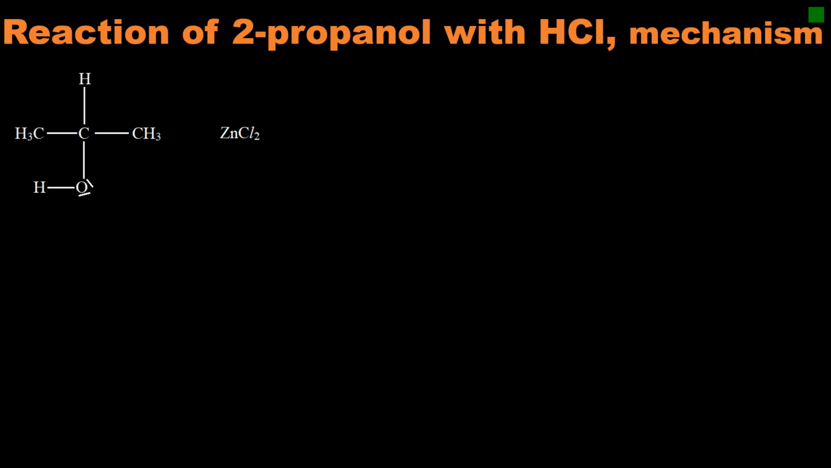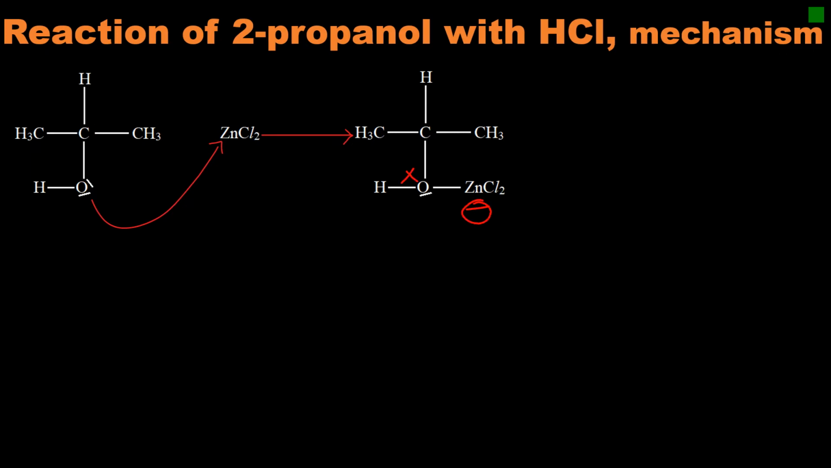The alcohol is attacked first by the zinc chloride, which is a Lewis acid, and it is going to take electrons from the oxygen of the alcohol to form a dative covalent bond, which will result in the formation of a complex ion. Here we have a positive charge on oxygen and a negative charge on zinc. The hydroxy zinc chloride is a good leaving group.